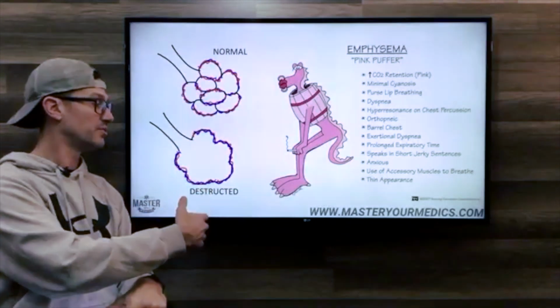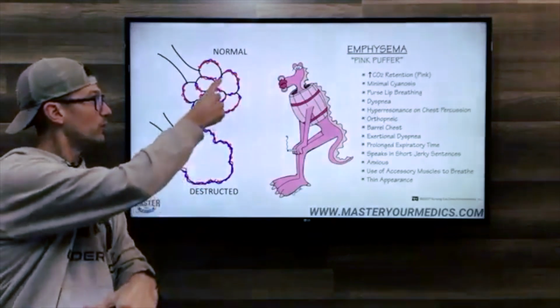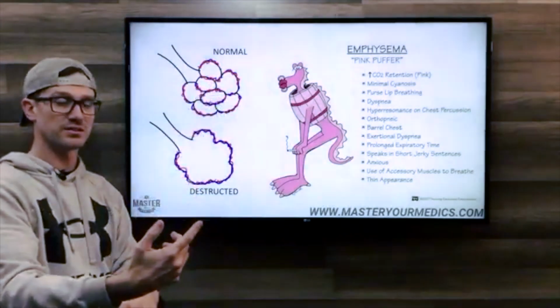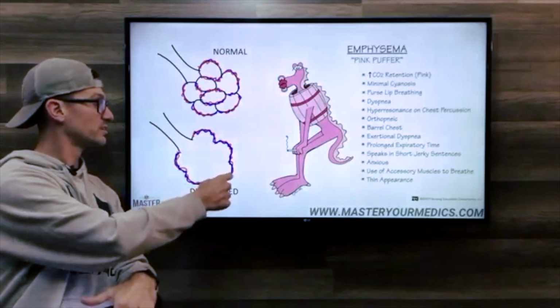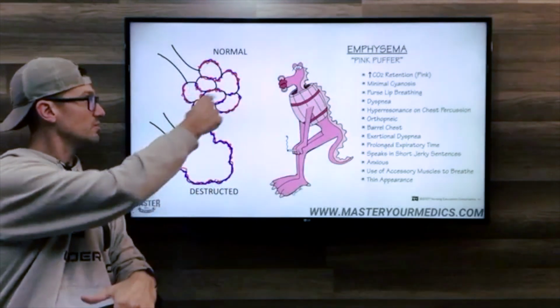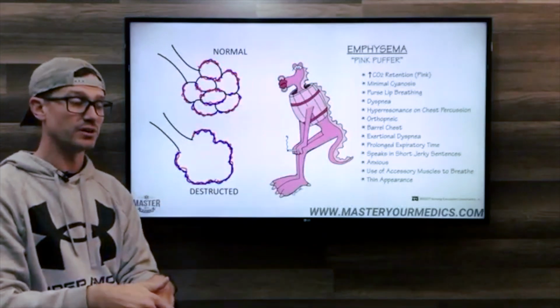But with emphysema, there's membrane destruction within those alveoli. So you can see here, all this surface area is lost for gas exchange and diffusion to be occurring. So with those destructed and destroyed alveoli, you can see all the surface area compared to this. Not a lot of area for that gas exchange to be occurring.